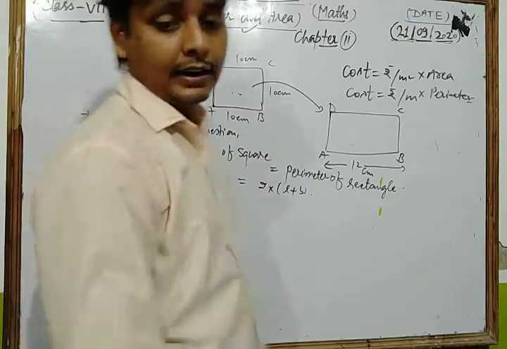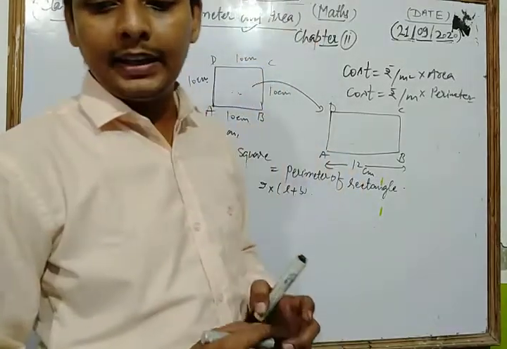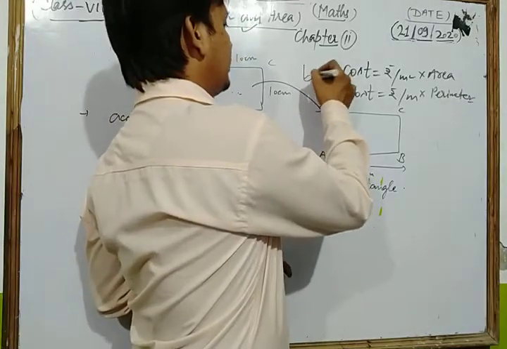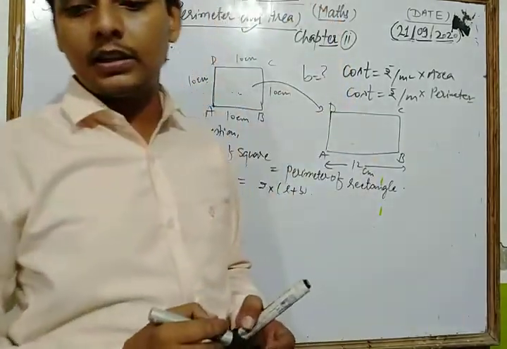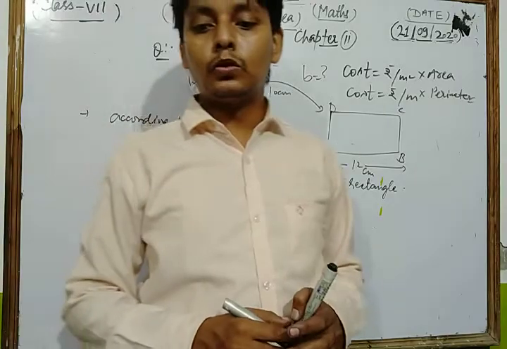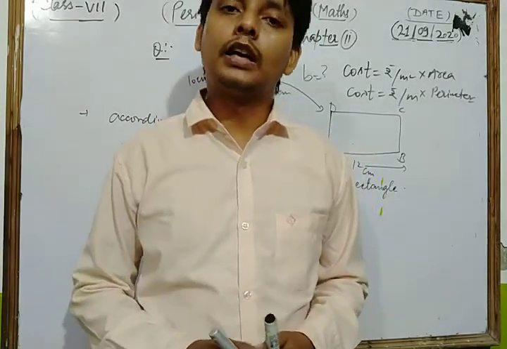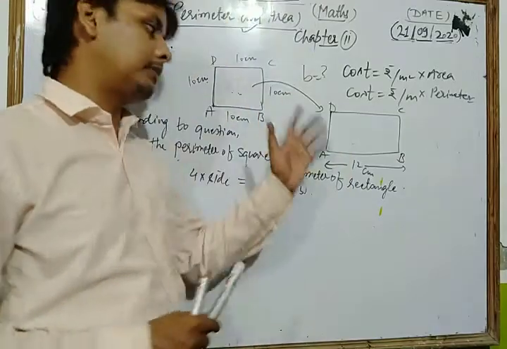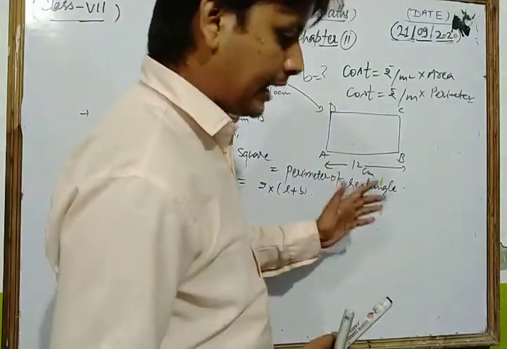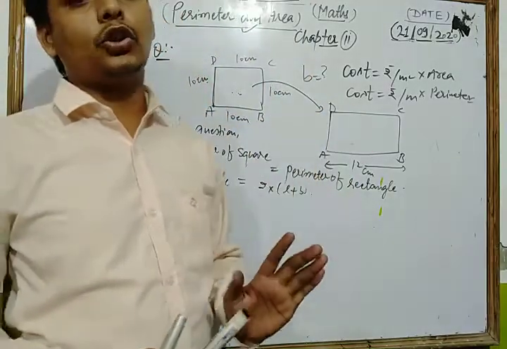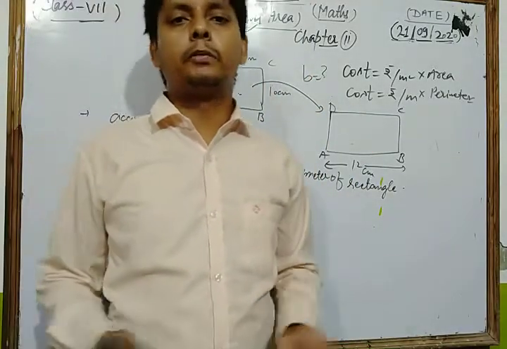Okay, now what do we find? Let's see. Find its breadth. That is, we find the breadth of the rectangle as well as which encloses more area, the square or the rectangle. Dear student, first we find the breadth of the rectangle. After that we find the area of each shape, then we compare them.